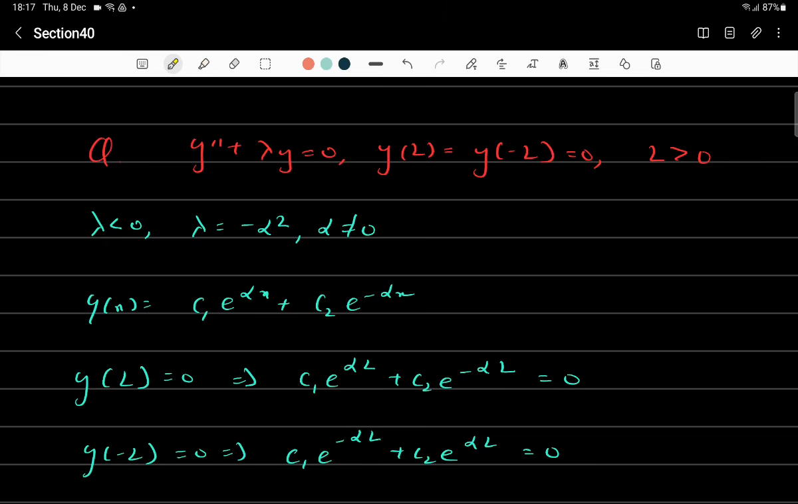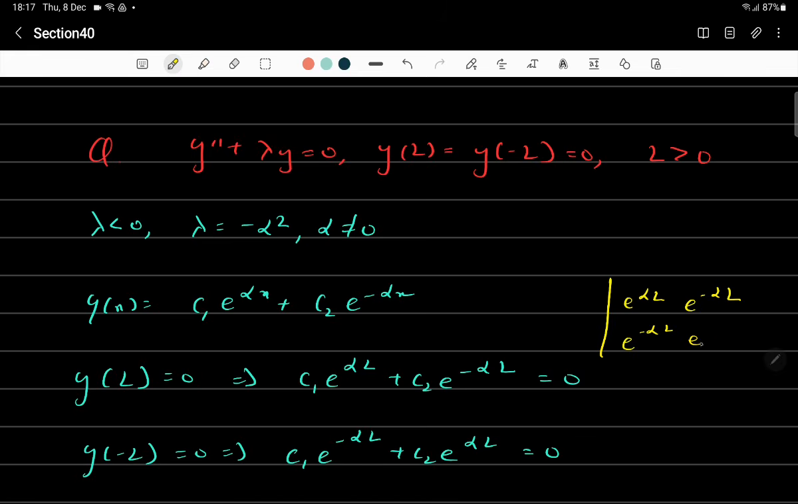And clearly, if the determinant of the matrix with entries e raised to power alpha l, e raised to power minus alpha l, e raised to power minus alpha l and e raised to power alpha l, if this matrix is invertible, then we'll get the unique solution, which is C1 = 0 and C2 = 0.